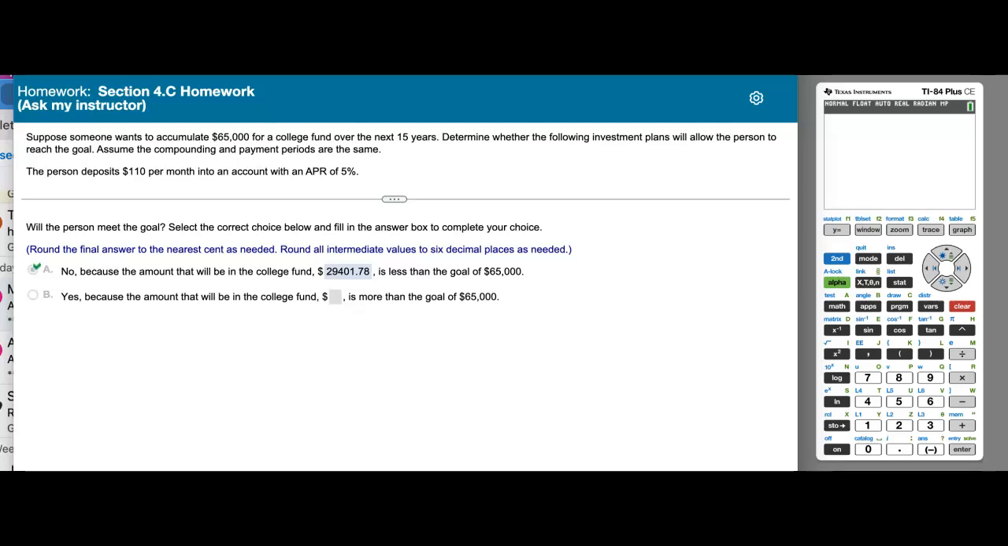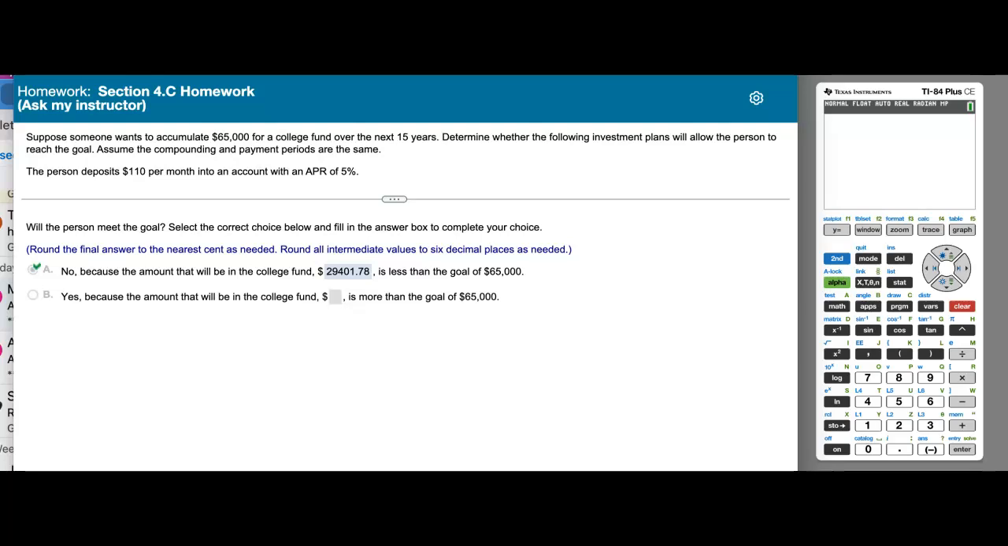Okay, in this problem, someone wants to accumulate $65,000 for a college fund over the next 15 years. They're trying to determine if they put $110 a month into an account with an APR of 5%, will they reach that goal? In this case, they're making monthly deposits, so they know how much their deposit is each month. They just don't know how much is going to be in the account in 15 years.